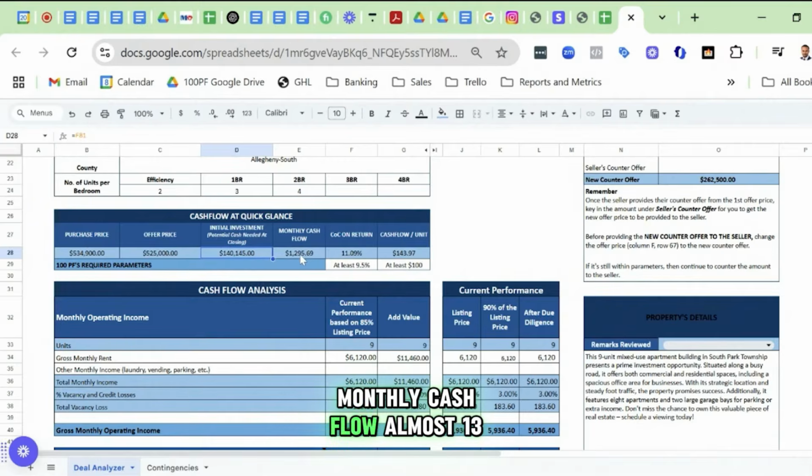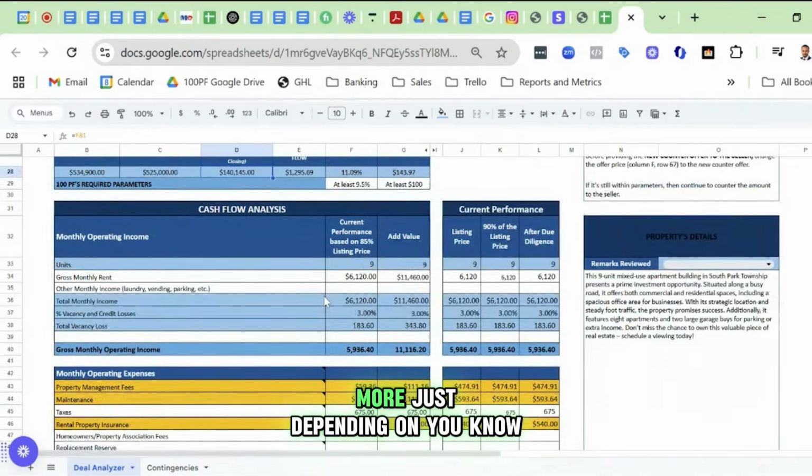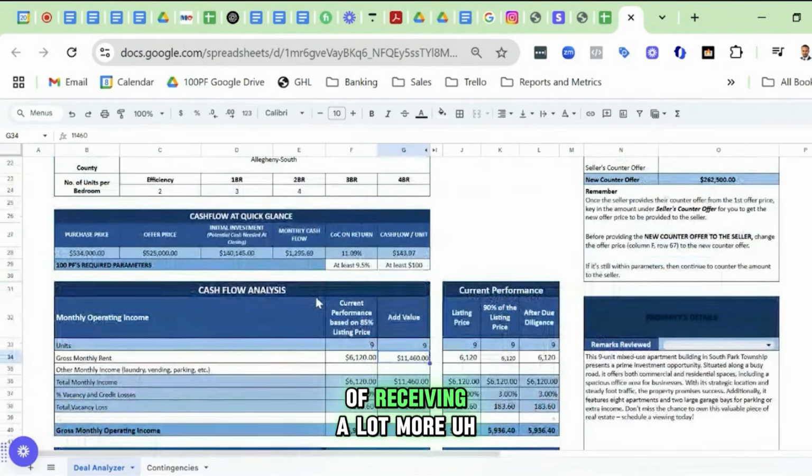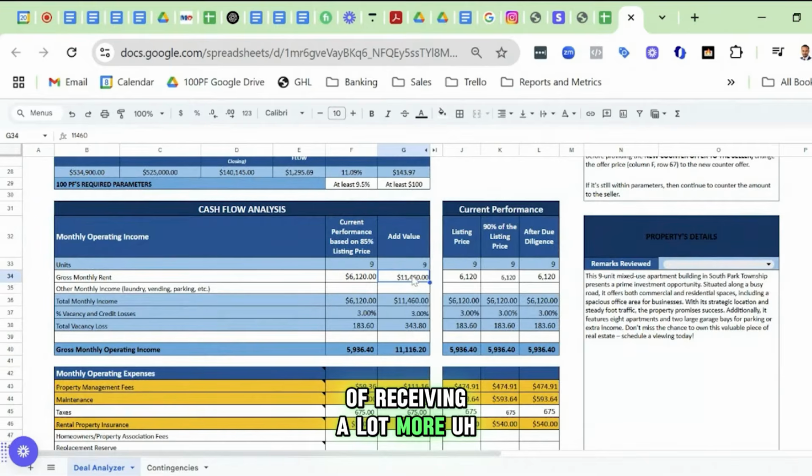Monthly cash flow, almost $1,300 a month. Cash on cash return, 11%. Cash flow per unit, 143. It could be more depending on the mortgage that you receive. If you plan to 100% finance the deal, it just depends on the debt service. So it's a 9-unit. The monthly rent is $61.20, but it has the potential of receiving a lot more. You see here $11,460 based upon our front end due diligence.